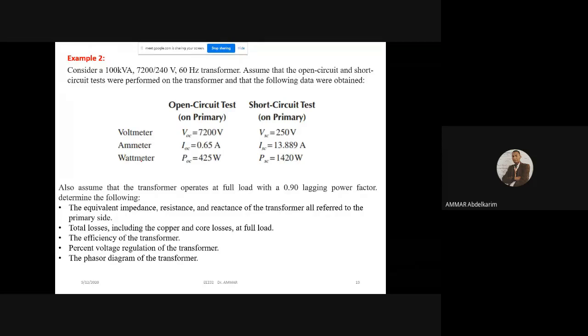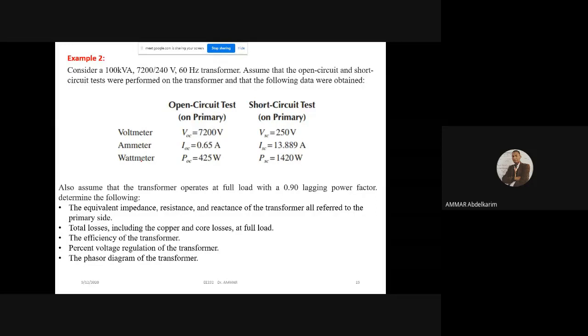Consider a 100 kilovolt ampere single-phase transformer. The high voltage is 7,200, and the low voltage is 240 volts. The frequency is 60 hertz. Assume that the open circuit and the short circuit tests were performed on the transformer, and the following data were obtained.